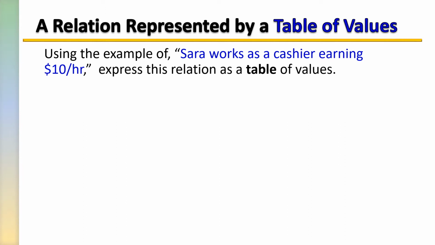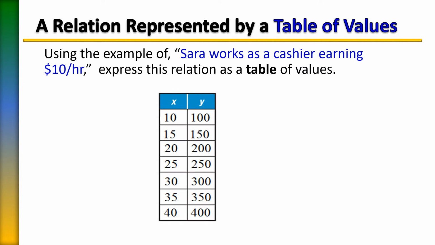You can also represent relations in the form of a table of values, and it's still those same ordered pairs, but you just have them in a table. And again, it has your input, the number of hours that you put in, and the amount of money she'll get out, her paycheck earnings. So the x values represent the number of hours worked. The y values represent the amount of the paycheck, the output.